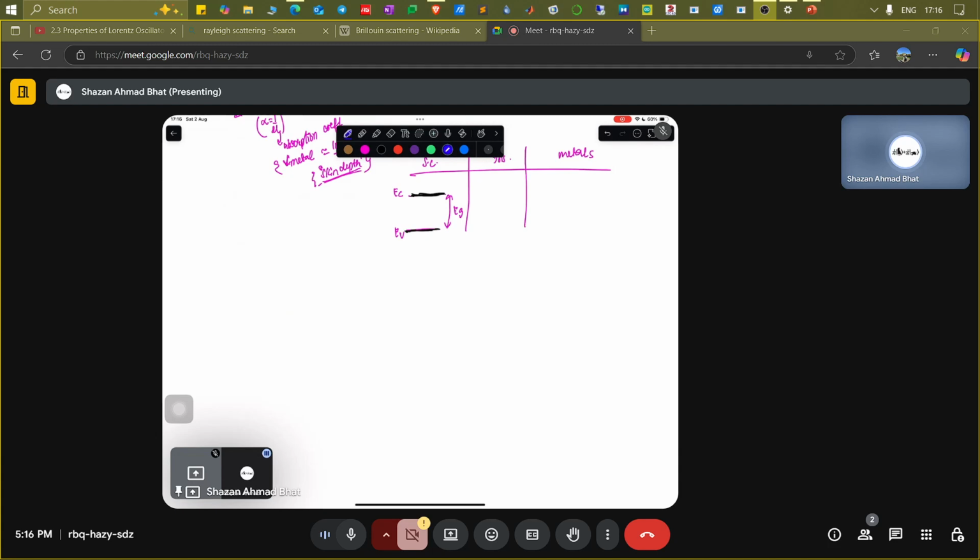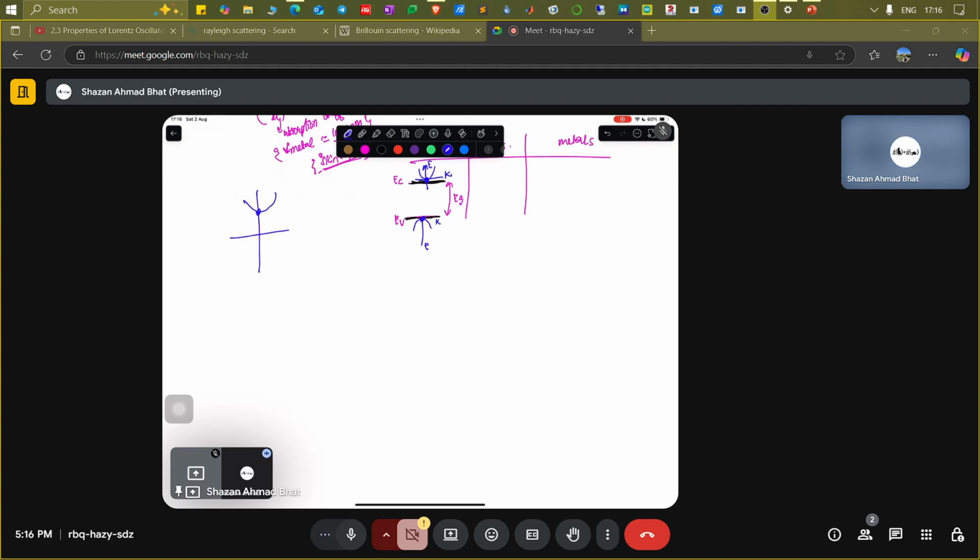So if you draw the E-K plot, it might look something like this. So this is E versus K. So basically the bottom of this conduction band is shown here, and similarly for the valence band, this point is shown here.